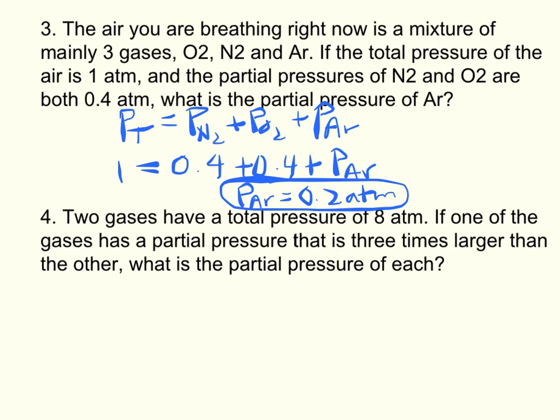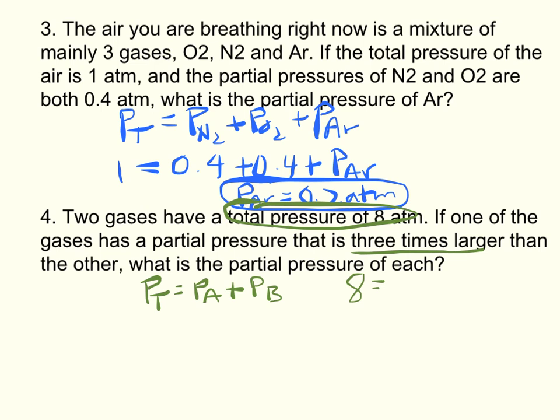For number 4, two gases have a total pressure of 8 atm. If one of the gases has a partial pressure that is 3 times larger than the other, then what is the partial pressure of each? So this is a little trickier. So we know that P sub T equals P sub A, partial pressure of A, plus partial pressure of B. And we know that one of these gases is 3 times larger than the other. Well, if we know the total must equal 8, there's a couple options. You could have the partial pressure of one be 1 atm, one be 7. You could have one be 2, one be 6. 3 plus 5 equals 8, or 4 plus 4.